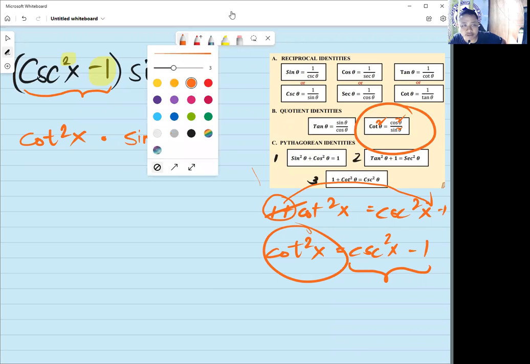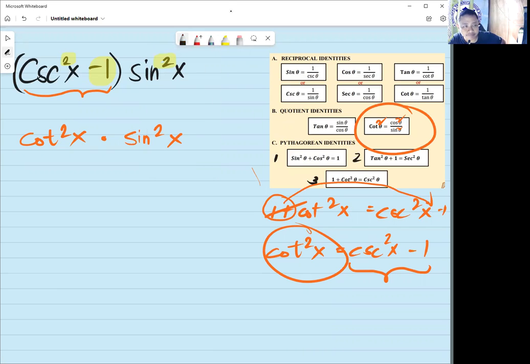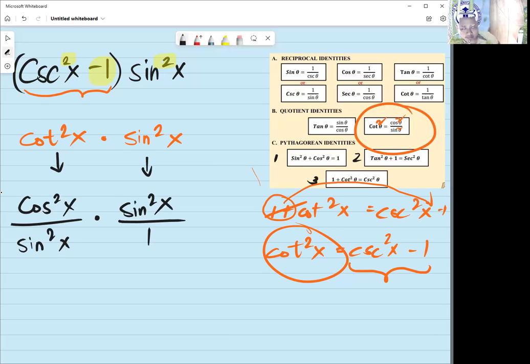Therefore, by using our quotient identity, we have cosine squared x over sine squared x, times this one, we will just copy. So we have here sine squared x over 1. Okay. Now, numerator to numerator, denominator to denominator. What else do you think can be done here? What's the next step?